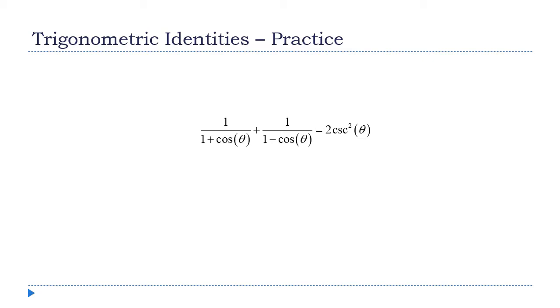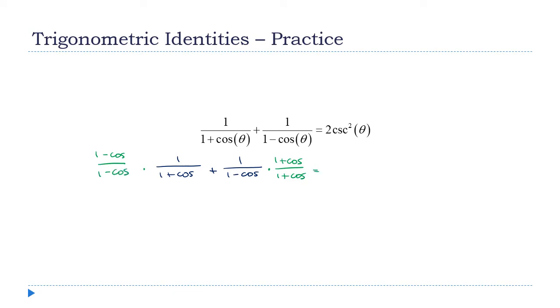I'm thinking I'm going to work on that left-hand side. So let's say 1 over 1 plus cosine plus 1 over 1 minus cosine. Again, I let the equation itself guide me in what to do. If I see two fractions like this, my first thought is, let's combine them together. To do that, they need a common denominator. So I'm going to multiply this first one by 1 plus cosine over 1 plus cosine. I'll multiply the second one by 1 minus cosine over 1 minus cosine.